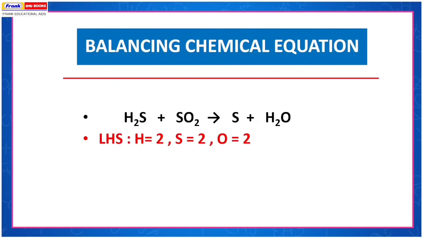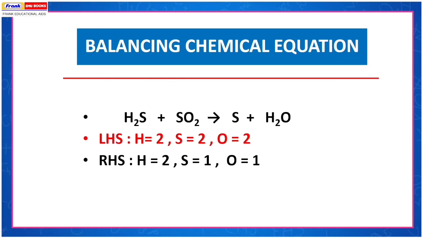To understand the above, let us consider an example. H2S plus SO2 gives S plus H2O. This is an unbalanced chemical equation we have in hand. Here we can observe that on the left hand side we have 2 atoms of hydrogen, 2 atoms of sulfur and 2 atoms of oxygen, while on the right hand side we have 2 atoms of hydrogen, 1 atom of sulfur and 1 atom of oxygen.